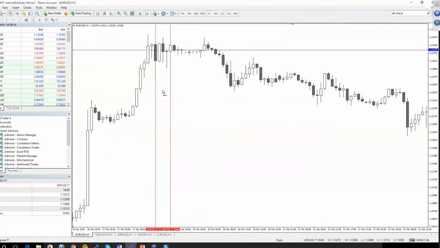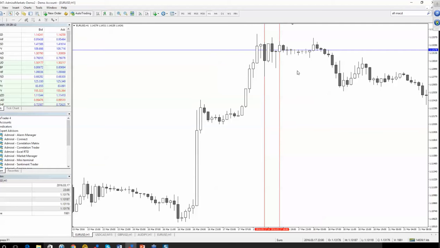And especially, this was too high. Look, guys, this was too high. So this is resistance here, here. So you didn't have much room to trade to the upside. But nevertheless, you see the logic.